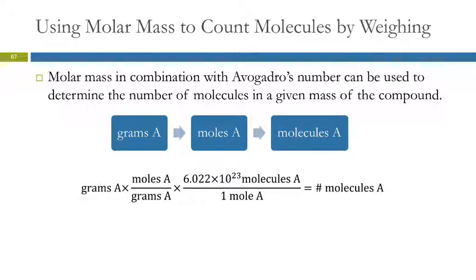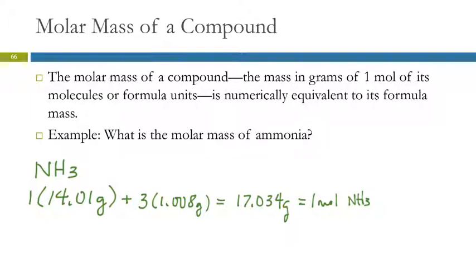You could write that grams per mole, yes. So I tend to write it like this, but you can also write it like this, 17.034 grams per mole. And it is a very good conversion factor.